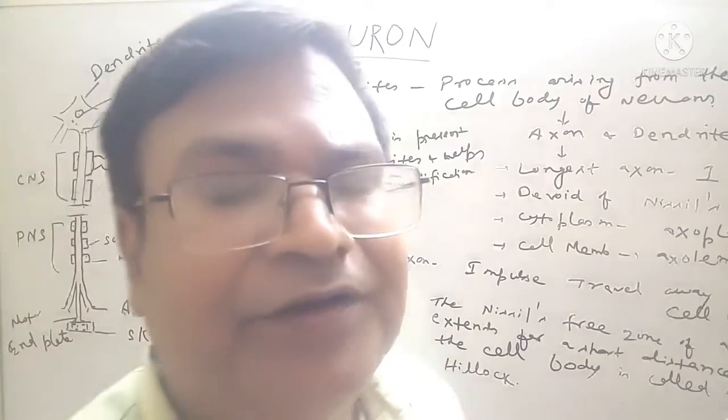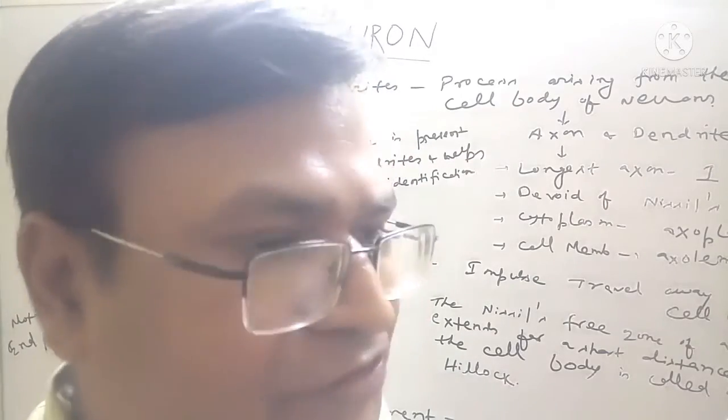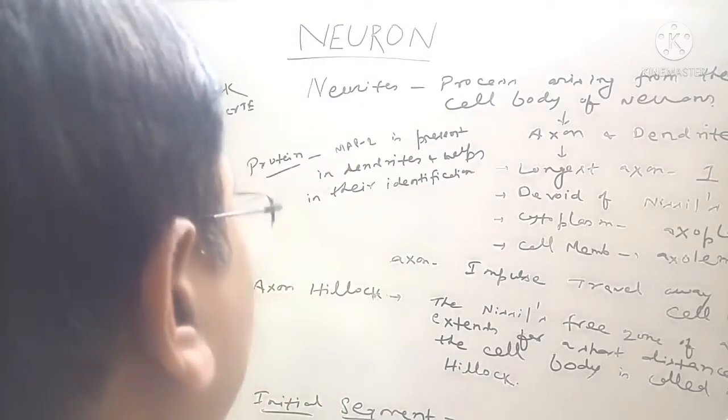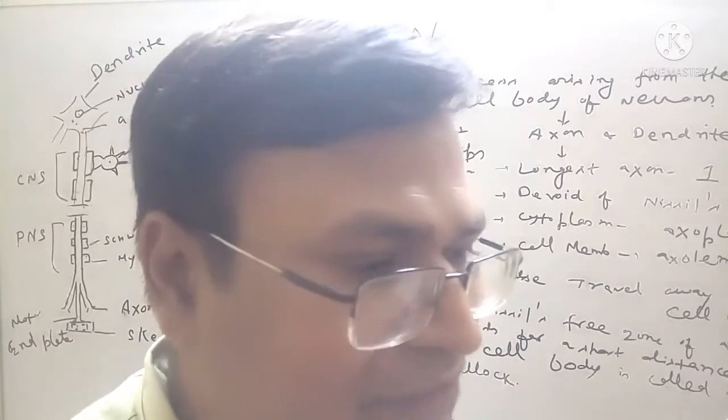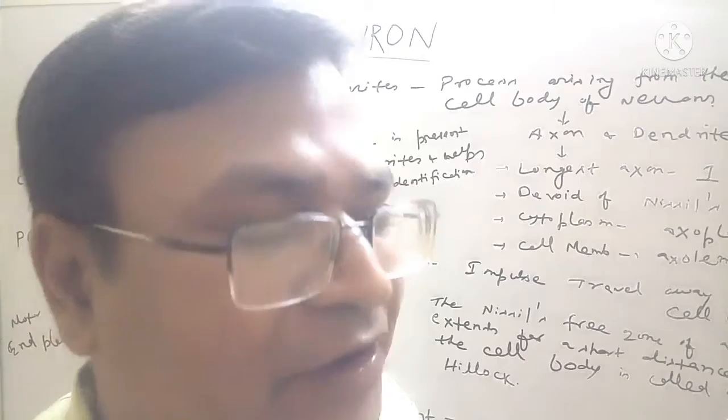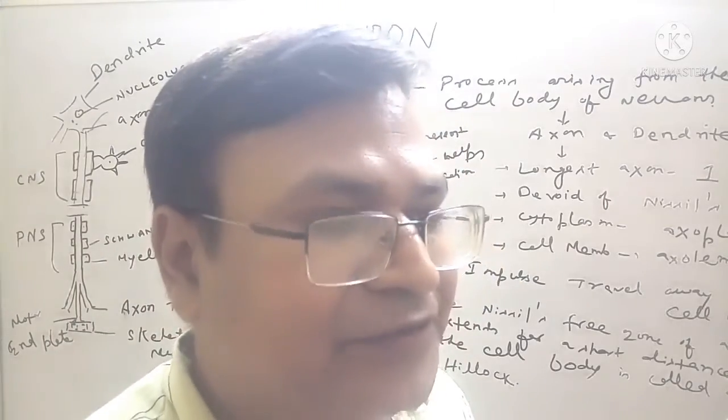Good morning, everyone. I have discussed the neurons in the first part, the structure of the neurons, that is the cell body, or perikaryon, the nucleus substance, the cytoplasm, and the pigment granules, that is the neuromelanin pigment, in the neurons.